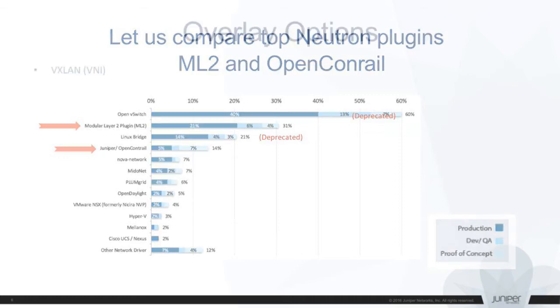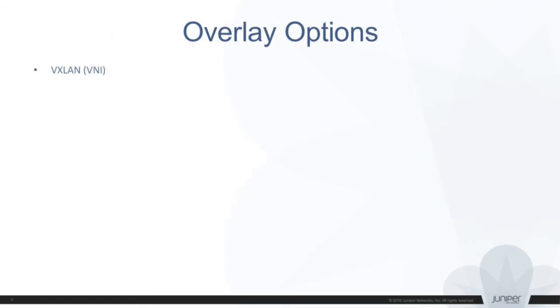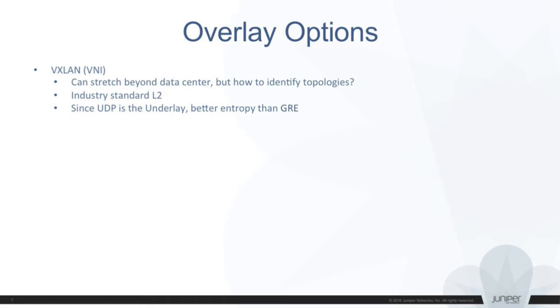There are several overlay options that people have. One is VXLAN, which is very popular nowadays, and it can stretch the data center, but it doesn't necessarily carry the tenant topology information. It's an overlay. It will carry the traffic using a VNI identifier, and it mostly carries L2 traffic, an L2 overlay, and it carries on UDP, thereby providing better entropy because UDP inherently comes with that.